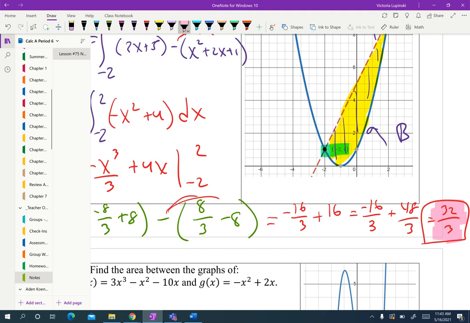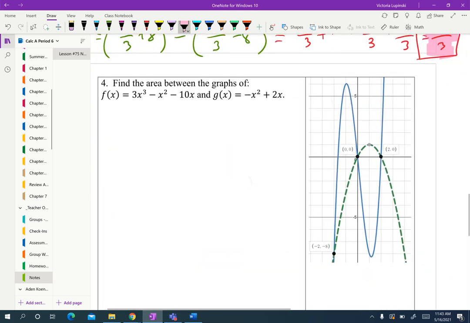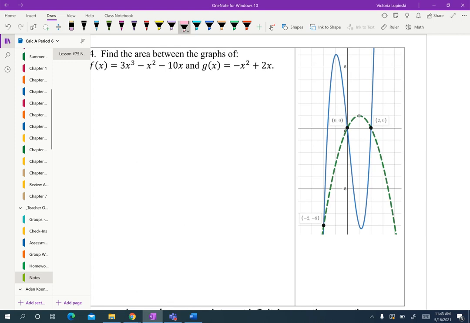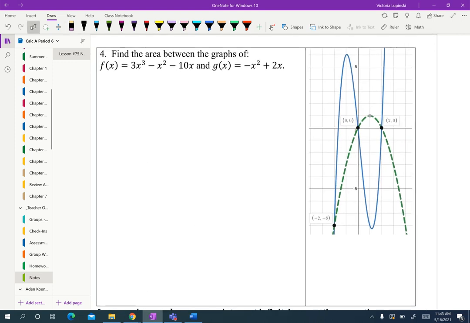So if you're wondering to yourself, okay, does this get harder? The truth for today is not by much. The first way that it gets harder is here in number 4. Notice you're trying to find the area between a cubic and a quadratic. My cubic is there in blue, and then my quadratic is there in green.